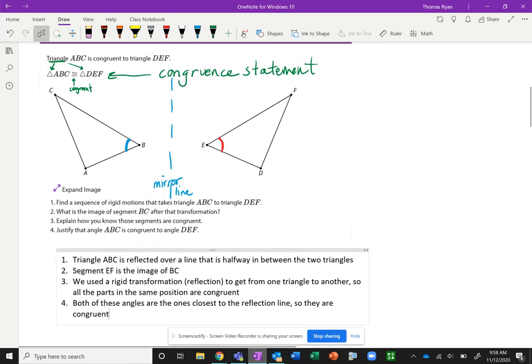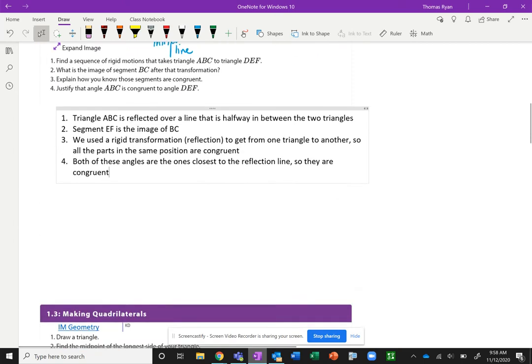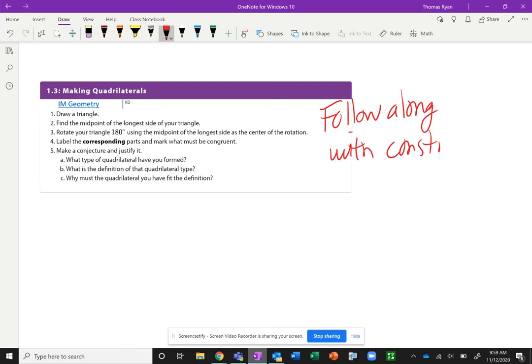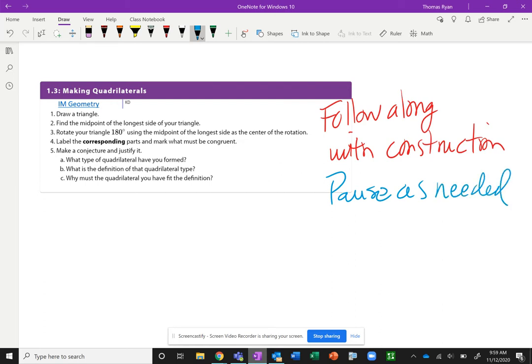Okay, so again, we can see a reflection, we see a congruent statement that's given, and then we can figure out what parts match up with each other. And that's really what we're going to build on right now. So problem 3 is, we're going to construct something. So if you want to make a construction, you can follow along with my construction if you want to, which I encourage you guys to. And I'll say this, you can pause as needed. Okay, so here I go.